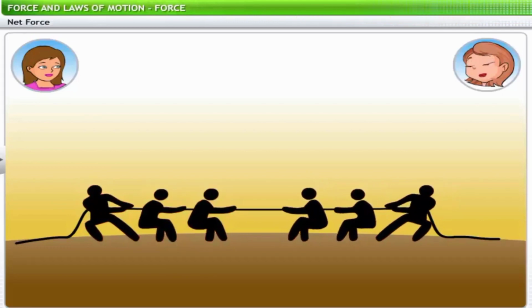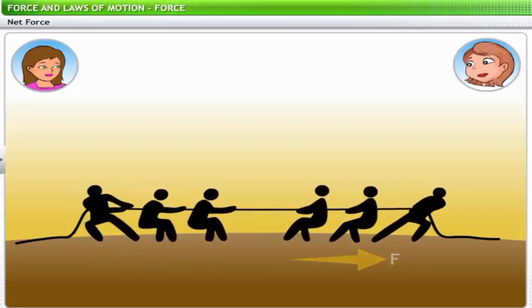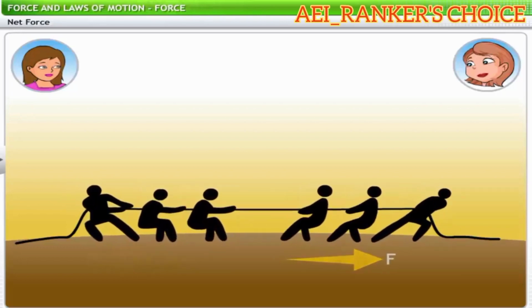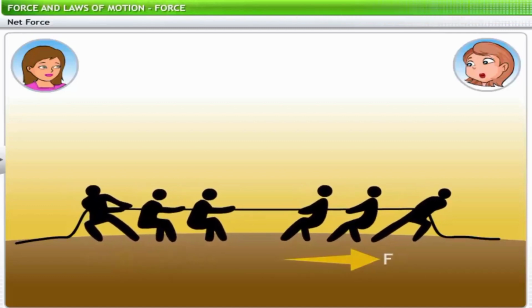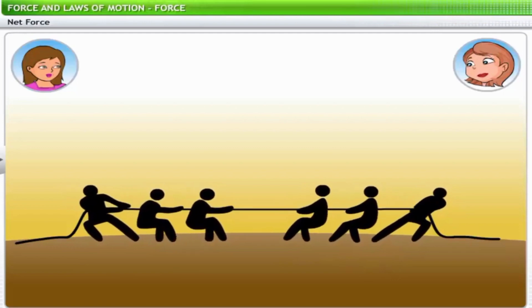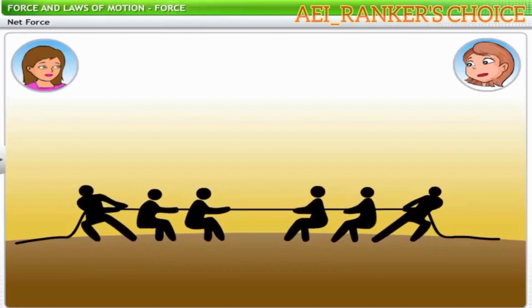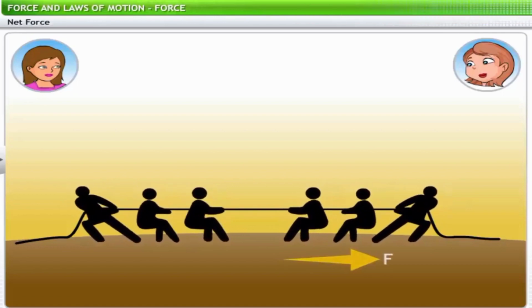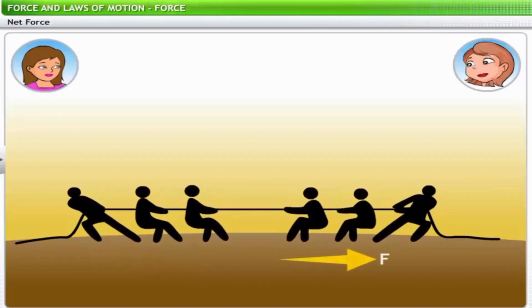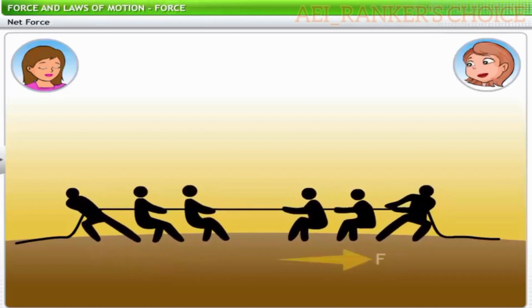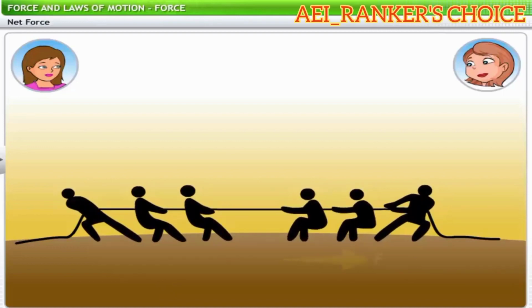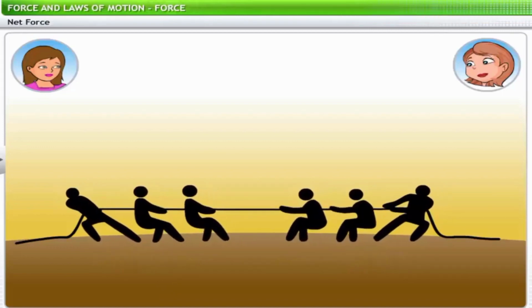So, the force applied on one side of the rope is being counteracted by the force applied by the other side of the rope. That is, the force on both sides is balanced. Does that mean there will be no movement if forces are balanced? That's right. In such cases, because force is a vector, we must consider the result of the multiple forces acting on the body. This resultant force is called the net force.